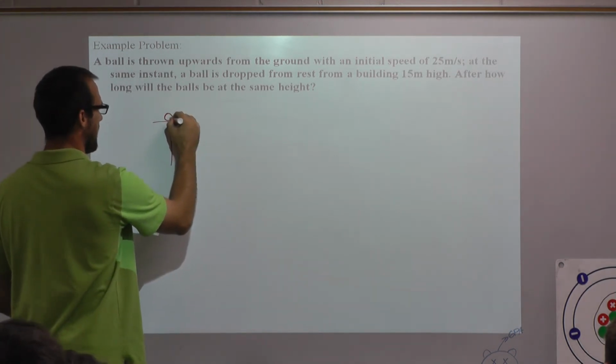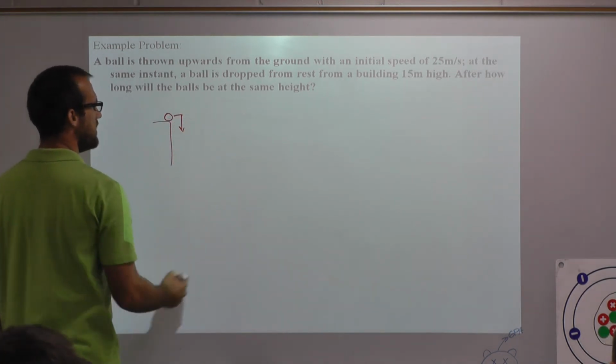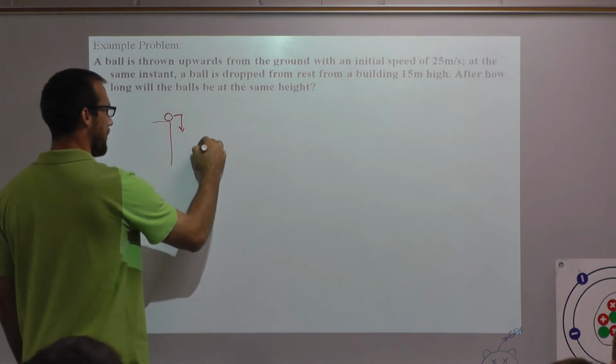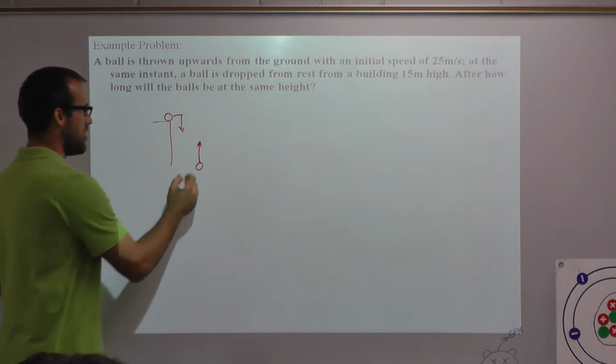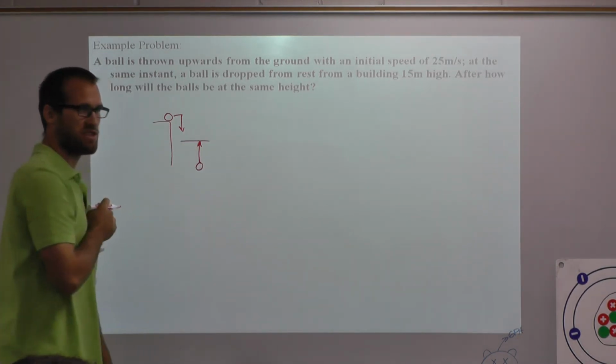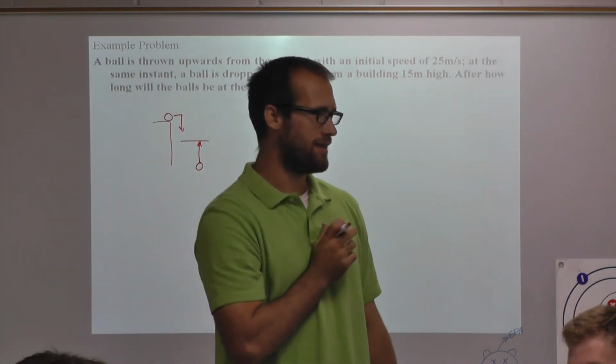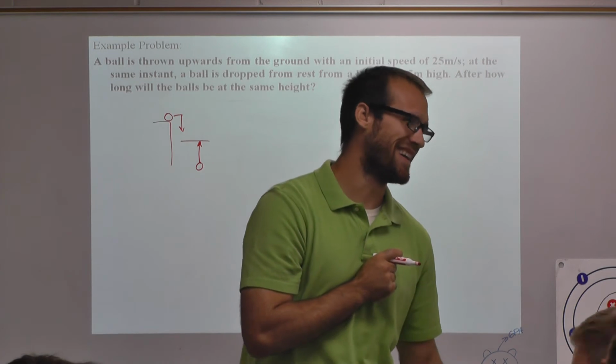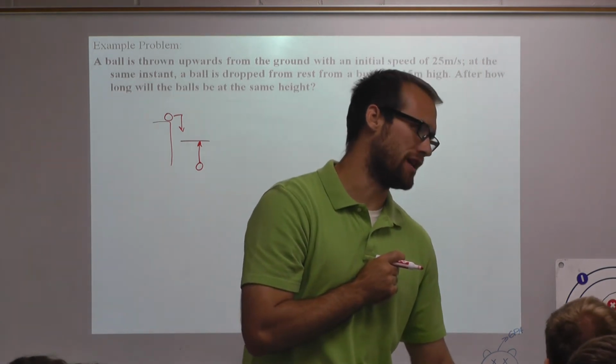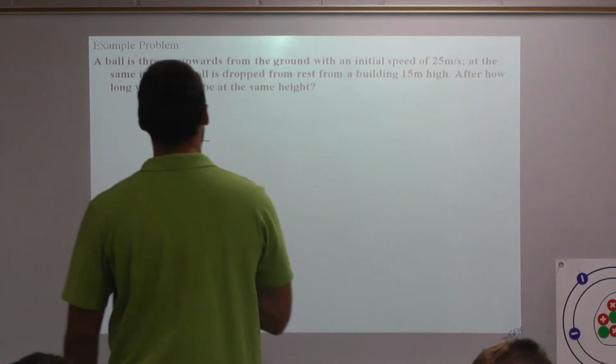So we have a ball that is being dropped, and we have a ball that's shooting up. It wants to know when they are at the same position, at what time. This one's a tough one. So let's start with variables. What do we know?